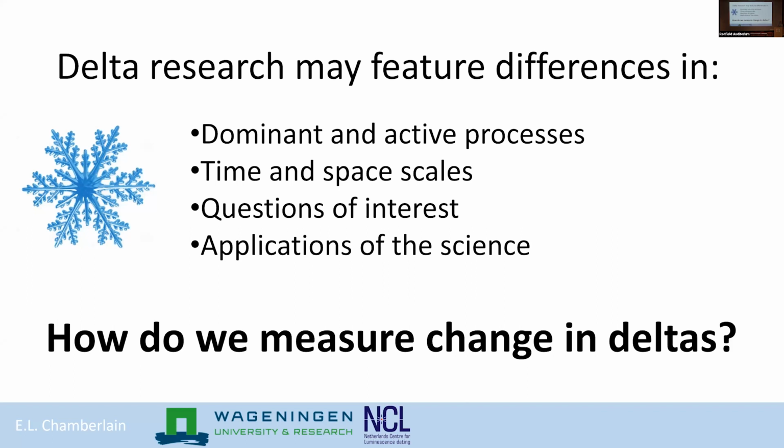So with delta research, we may focus on many differences in deltas, and this is why I have this snowflake up here. There's this idea that each delta might be different from each other. And also, when we do research, the dominant and active processes, the time and space scales, the research questions of interest, and ultimately the applications of our science might vary. So how do we measure change in deltas?